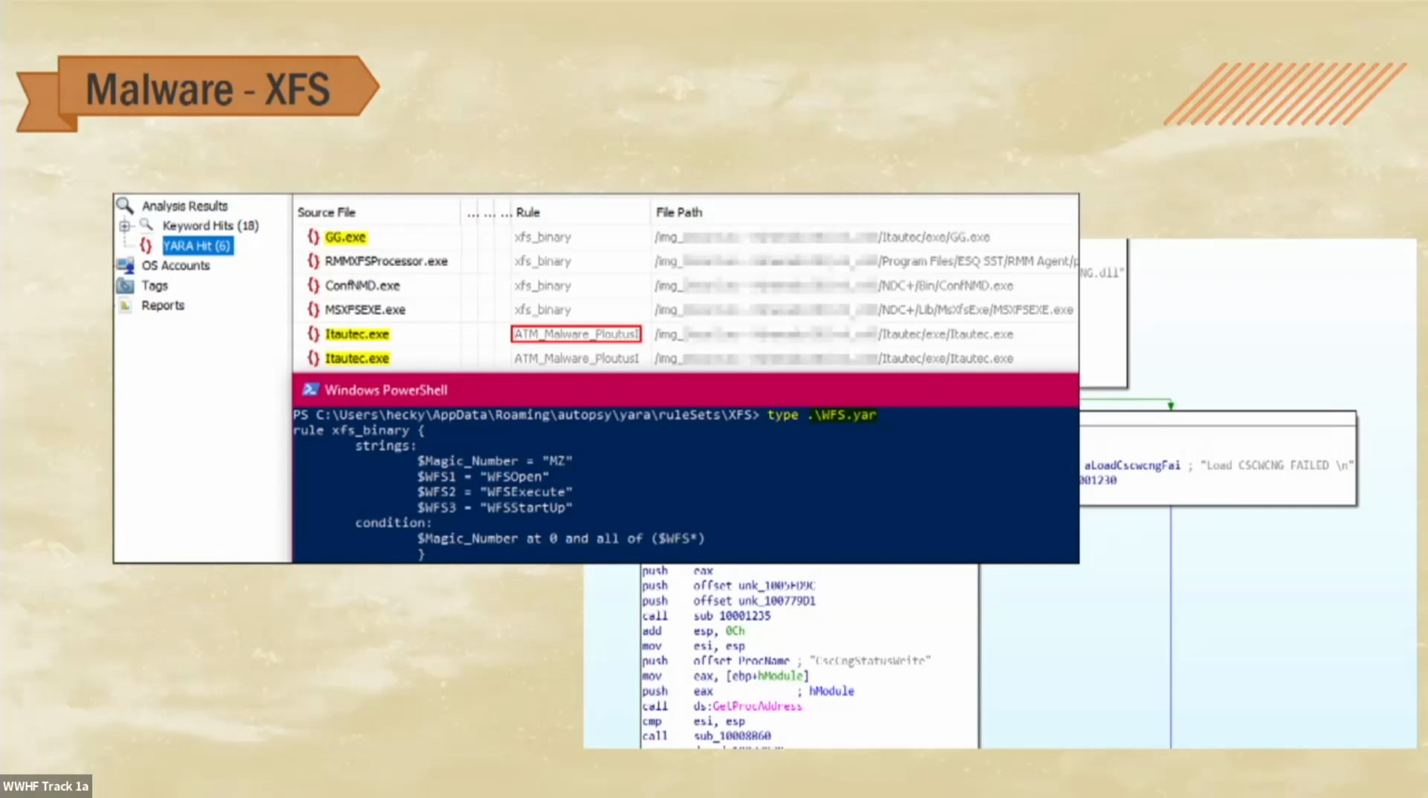We only know that the ATM was attacked. We didn't know how. What I did was write a YARA rule, really easy. Here you can see those XFS instructions like WFS open, WFS execute, WFS startup. Those are normal commands that malware will use in XFS. So I just wrote this YARA rule.